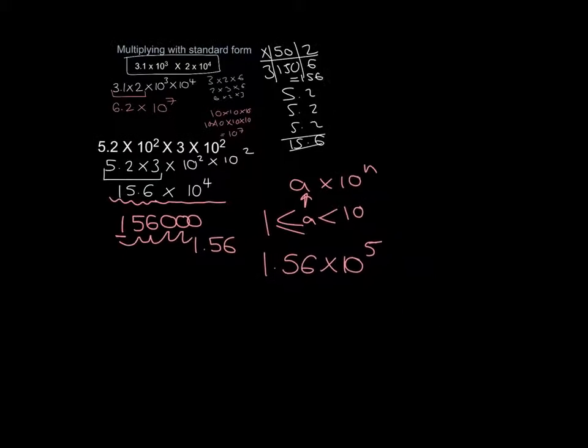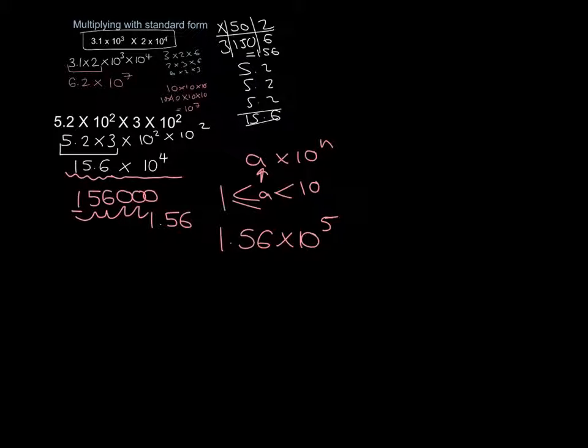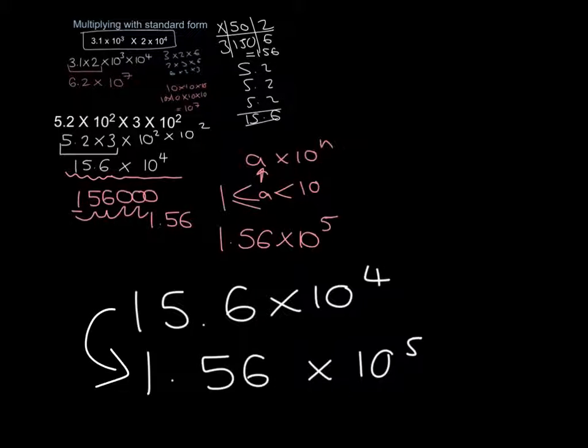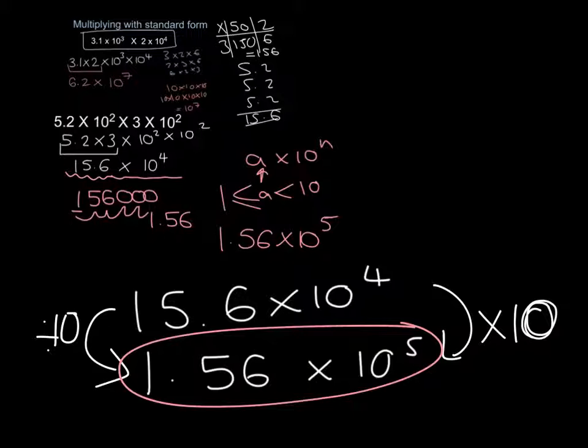Now, if you look back at the question, we had 15.6 times 10 to the 4, and we've just worked out that it is in fact 1.56 times 10 to the power of 5. What you can see is the answer has actually been divided by 10 on the one side and times by 10 on the other to keep the answer equivalent. So they're both the same as each other, but the final answer is in standard form there.